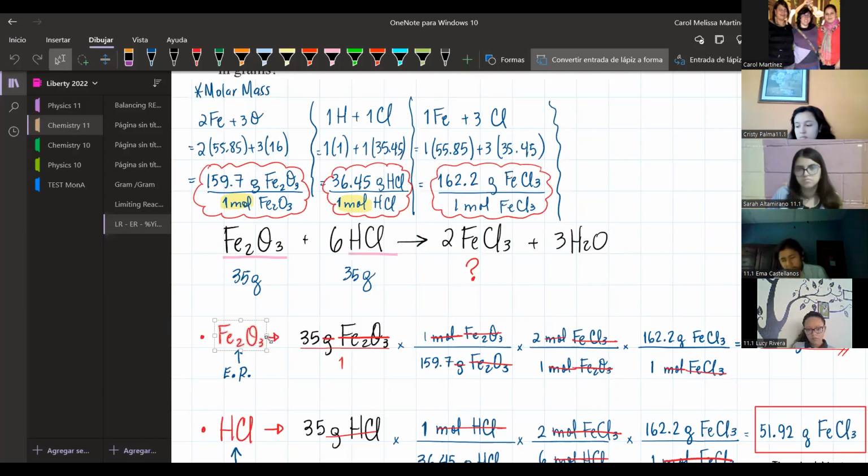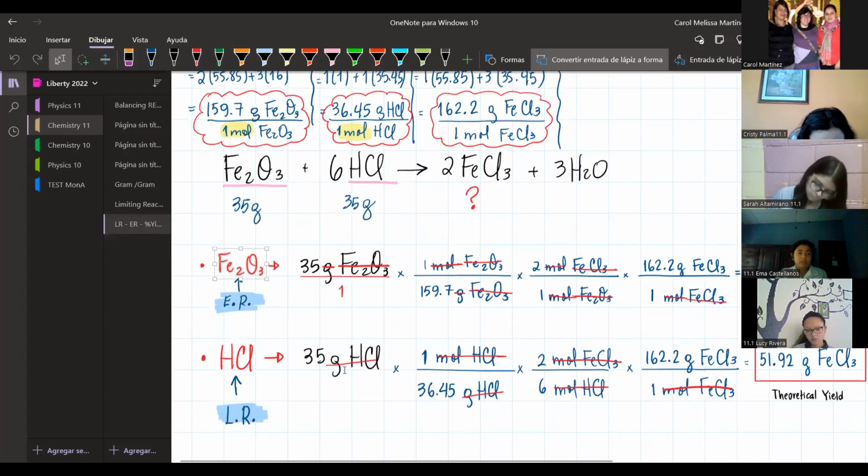Now, to calculate the leftover, pay attention here because you haven't seen this, but it's still part of stoichiometry. So to calculate the leftover, you're going to relate the limiting reactant with the excess reactant, okay? It's a relationship that you're going to establish here in the reaction. So you will relate HCl with the excess reactant, iron trioxide. So what's going to happen? Okay, this is part A.